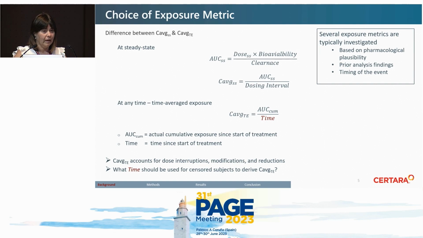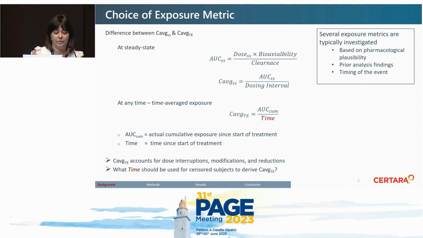In comparison, the time average concentration is derived by the cumulative AUC, which is the cumulative exposure since the start of treatment for a patient, divided by a time of interest. So in case of having an event, it's quite easy. Our time of interest is the time of the event. And the benefit of the time average concentration is, of course, that it can very nicely look at each individual patient's dose interruptions, dose modifications, reductions, and so on.